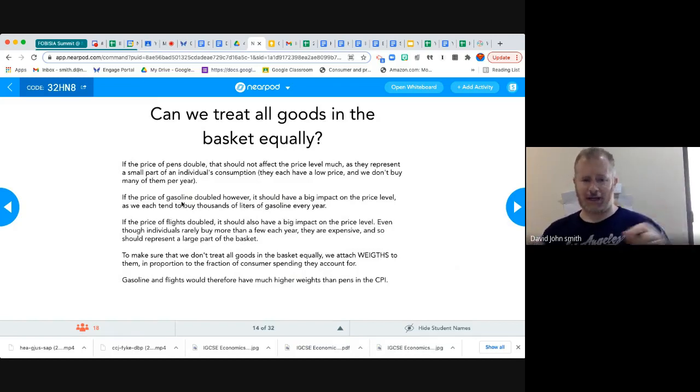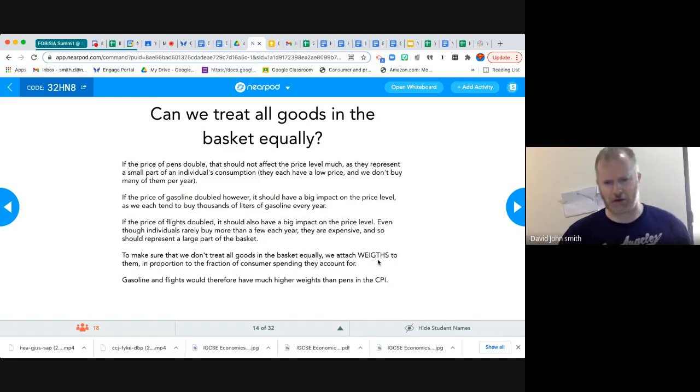So the New Zealand government ended up creating a CPI, but they ended up creating a CPI-X, so a little X next to it. And the CPI-X was excluding or removing interest rates so that they could just look at the core prices of those other goods and services that we use. So if the price of flights doubles, it has a big impact, but some individuals don't buy a lot of flights, or I guess at the moment, right? They're very expensive, so they should represent a large part of your basket. But we don't treat them all equally.